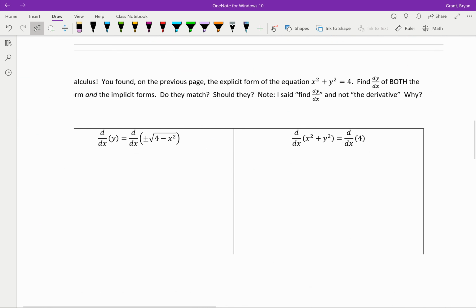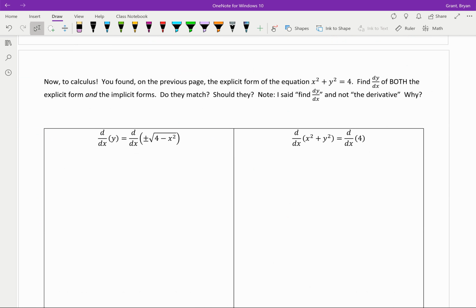We did find on the previous page that we found the explicit form of this circle formula. So what we're going to do is we're going to take the derivative of each one. And then we'll come back to the other questions. Now, I said take the derivative. I really shouldn't have said that. I want to find dy dx for each of these equations.